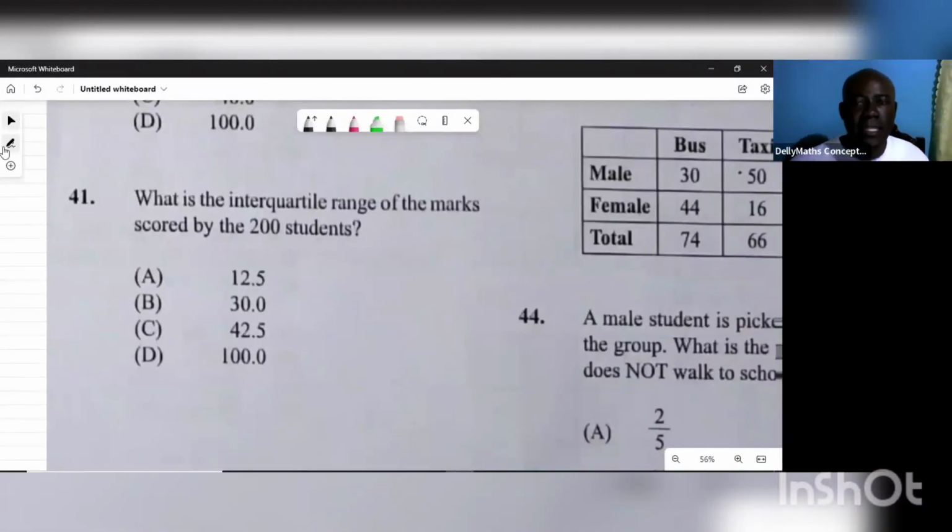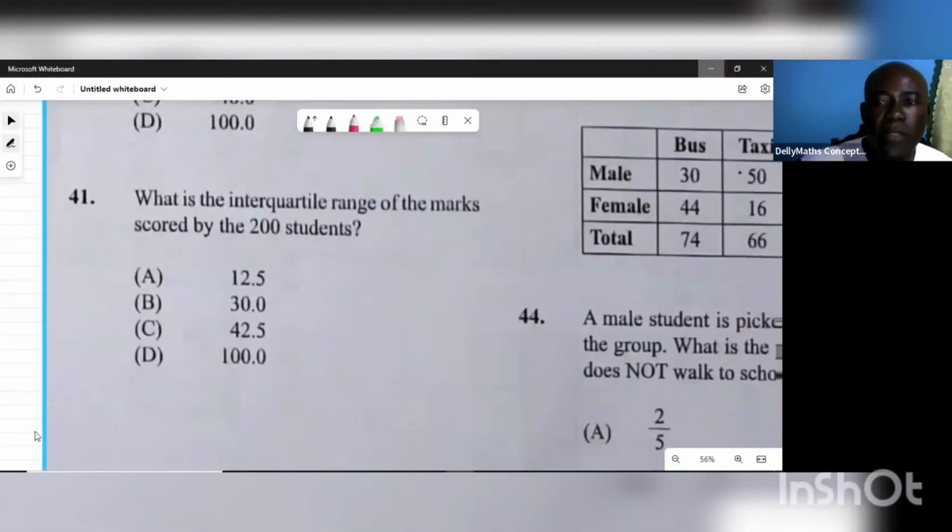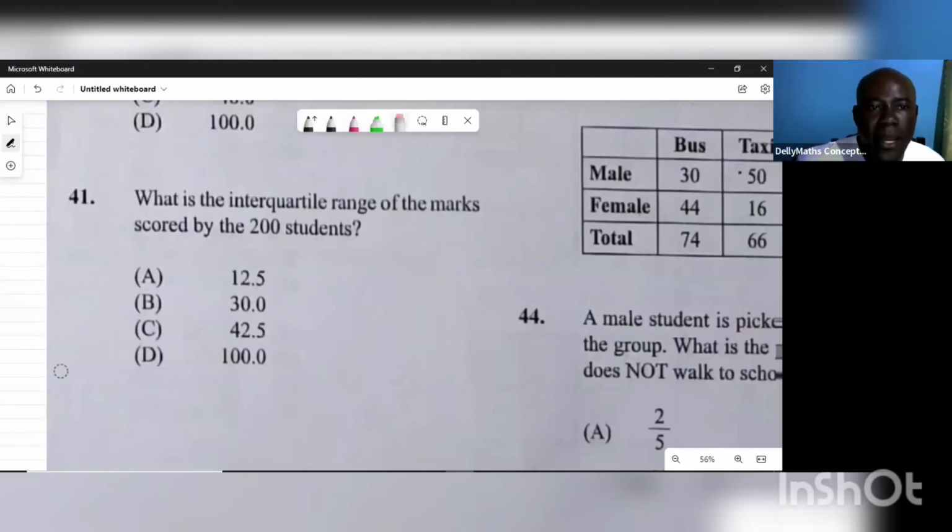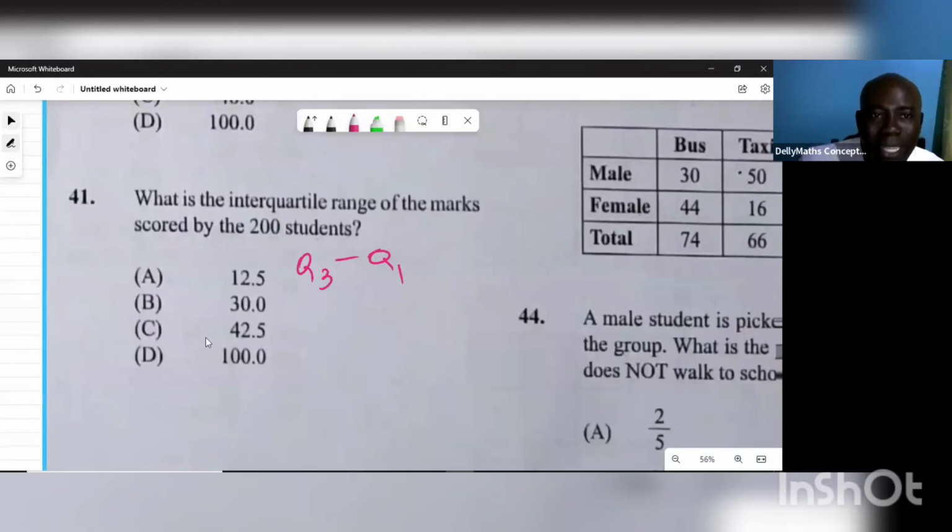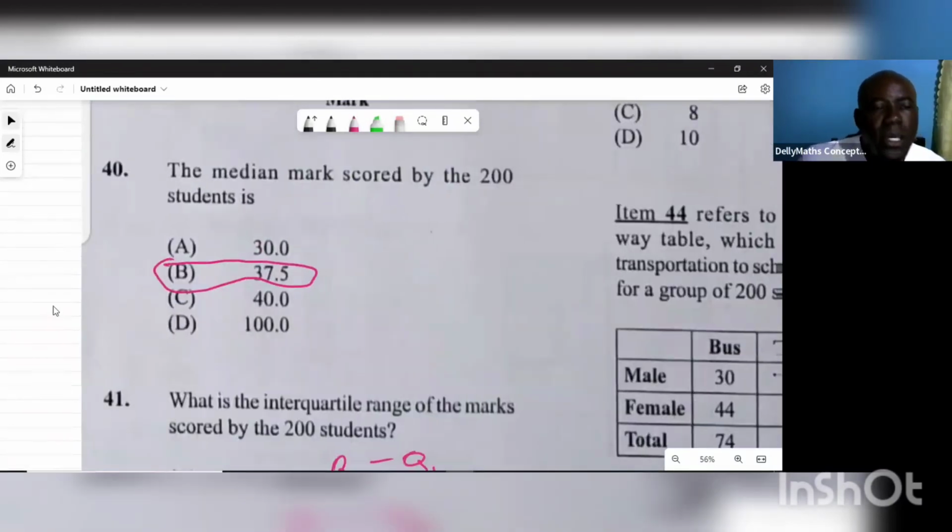The next question says, what is the interquartile range of the marks scored by the 200? So the interquartile range, you realize these things are coming out. We need to find Q3, we need to find Q1, and then we subtract Q1 from Q3, and we will get our interquartile range. So let's go back to it.